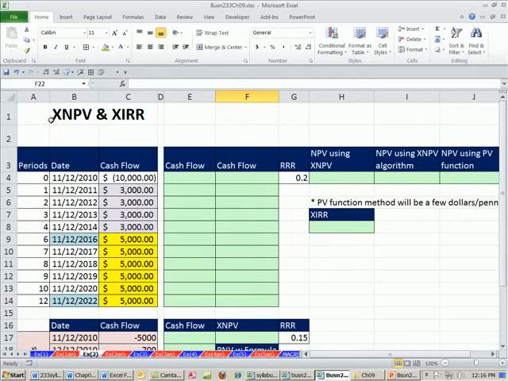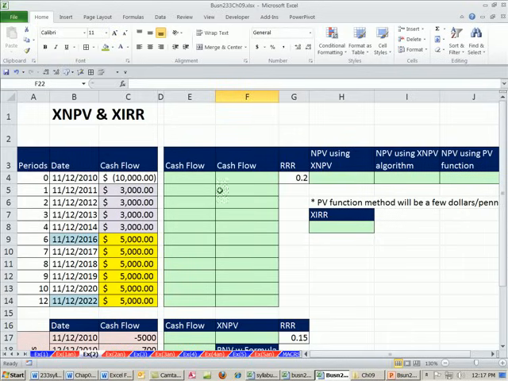Hey, we've got to talk about the XNPV and the XIRR function. But mostly we want to talk about this one. Totally amazing function. If you are doing discounted cash flow analysis to value assets, you absolutely have to use this. This function will solve a lot of problems. It is what you want to use if you're doing discounted cash flow analysis in most cases.